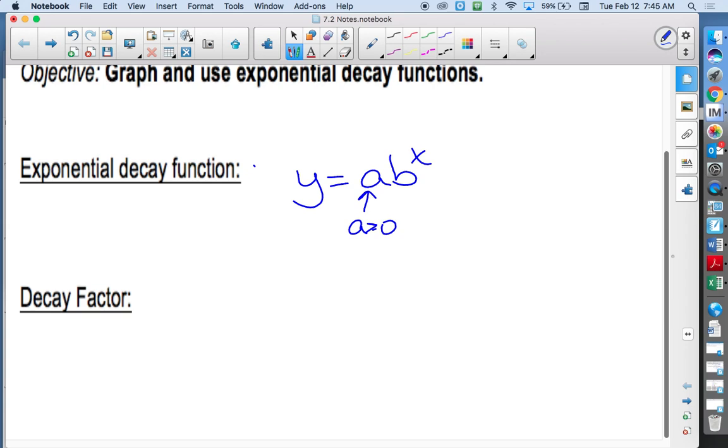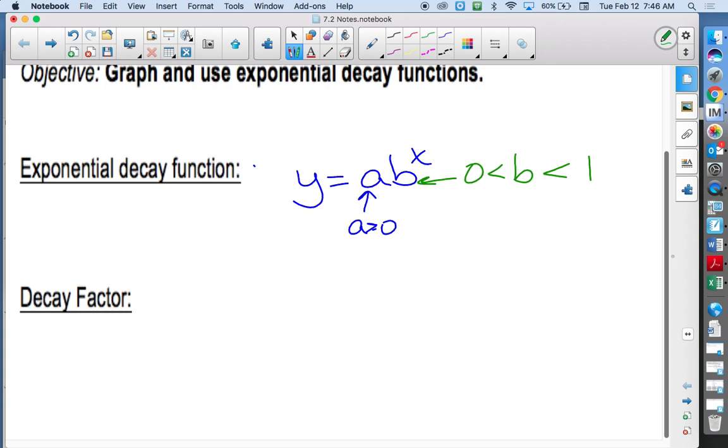For it to decay, what do you think has to happen with the b value? If it's going to decay or go down. So if it grows, it has to be bigger than 1. Julian, what do you think would have to happen for it to decay? It has to be less than 1, but also greater than 0. We're not going to have a negative b value. So it's going to be less than 1. I'm going to put another inequality on the other side, but greater than 0.